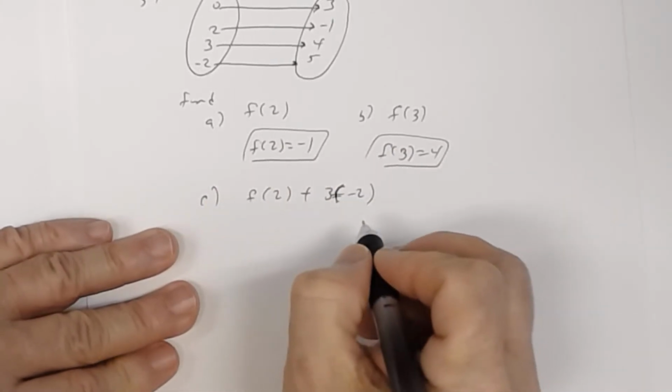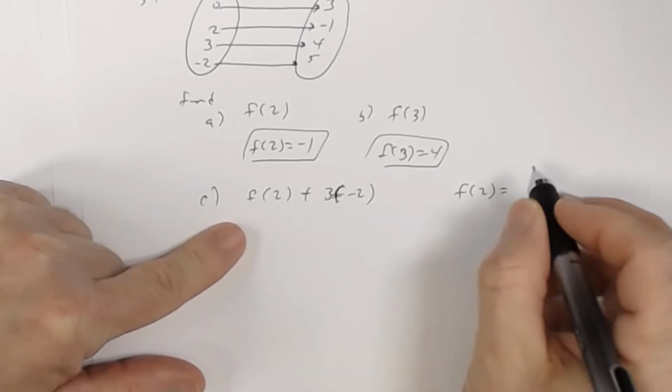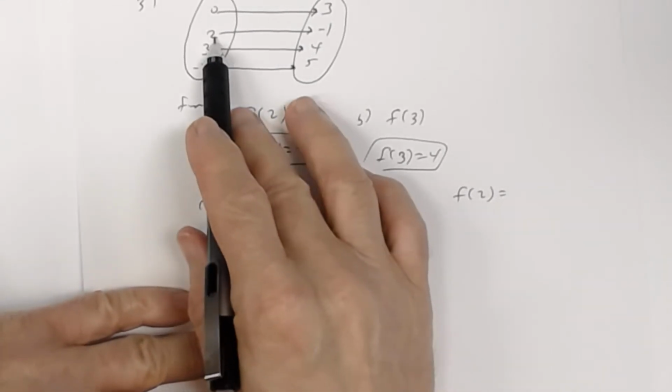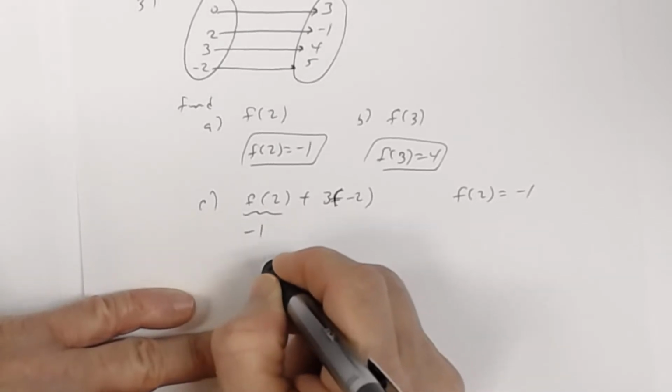All right, so f of 2 plus 3 times f of negative 2. So let's first of all find f of 2. f of 2 means what's the y value when x is 2? So when x is 2, my y value is negative 1. So this becomes negative 1, right?